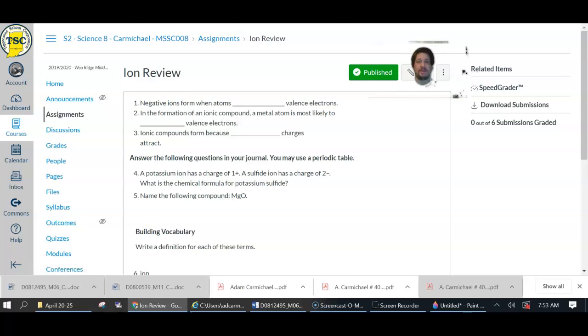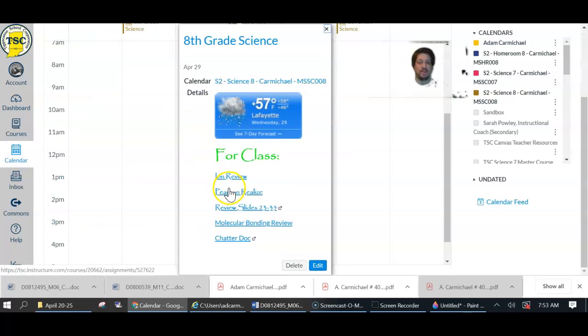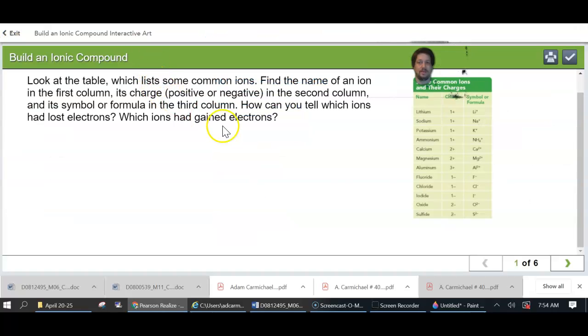Once you've got that done, there's a Pearson Realize activity. Looks something like this. More ionic compounds here. The common ions we get where atoms gain or lose electrons. So here are some of the common ones. These should all be familiar to you. Once you get done with that, I believe I've got it set up for you to submit another screenshot of your completed product.